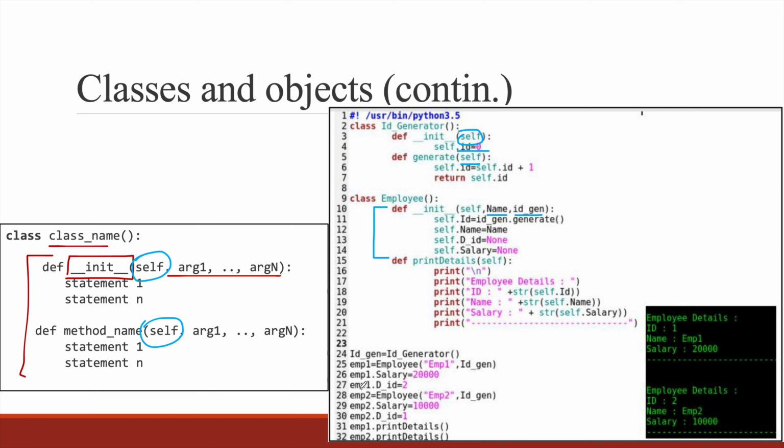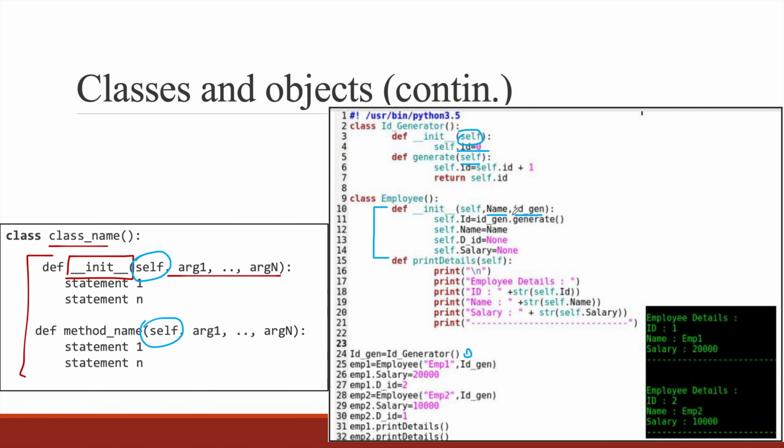And then the employee DID is equal to 2, and then we created another object called employee2, we gave it a name, employee2, and we passed the same ID generator. So now the increment will be, instead of, this was at the beginning, the ID was 0.